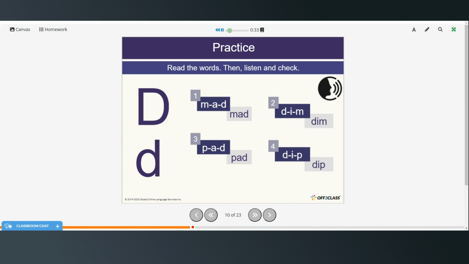m, a, d, mad. d, i, m, dim. p, a, d, pad. d, i, p, dip.